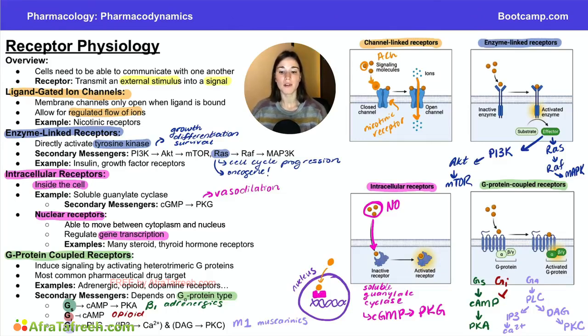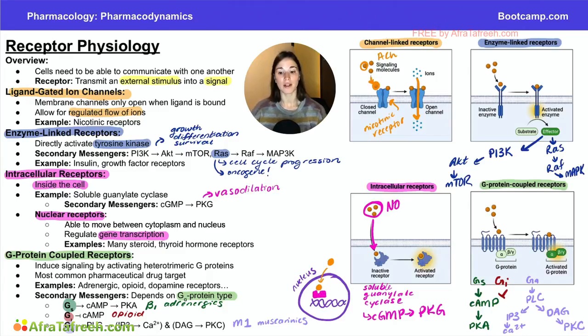So to sum up, receptors are proteins responsible for receiving a signal from outside the cell and turning it into a cellular response. Ligand-gated channels or channel-linked receptors are proteins that receive a signal from a signaling molecule and open a channel to facilitate the passive transport of molecules and ions. Receptor tyrosine kinases are enzymes that receive a signal and then phosphorylate tyrosine residues, leading to downstream activation of PI3K, AKT, and mTOR, as well as RAS, RAF, and MAPK.